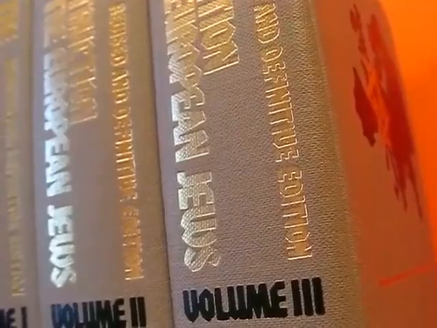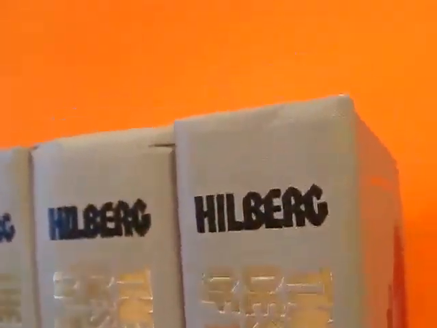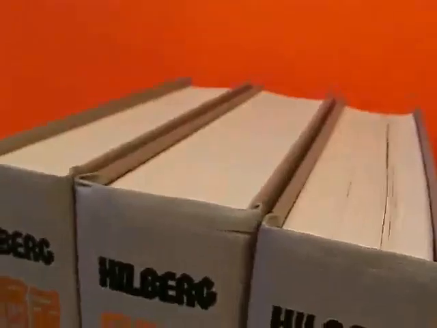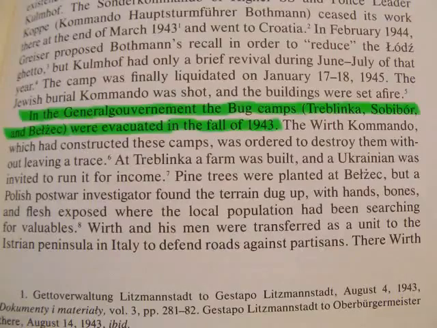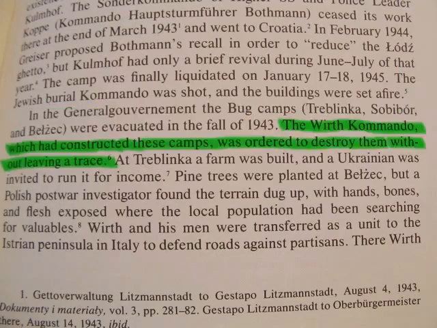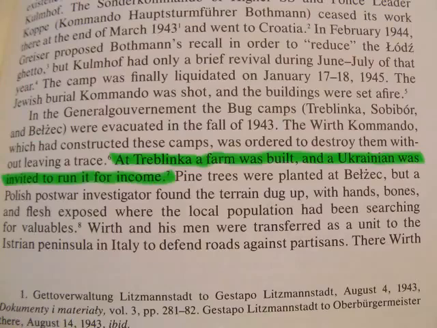In Raul Hilberg's book, The Destruction of the European Jews, page 979, we find what happened to the camps when the alleged killing operations were finished. In the general government, the Bug camps, Treblinka, Sobibor, and Belzec, were evacuated in the fall of 1943. The Wehrmacht Commando, which had constructed these camps, was ordered to destroy them without leaving a trace. At Treblinka, a farm was built, and a Ukrainian was invited to run it for income.